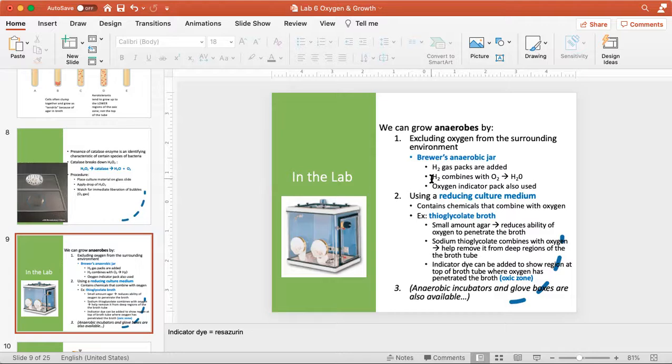You put your agar plate in, you put this gas pack in, and you close the lid. What the hydrogen is going to do is combine with any oxygen that's in the jar and turn it into water. In fact, you'll know that your hydrogen gas pack is working because you'll start to see water droplets appear on the walls of the jar. You then take your Brewer's jar and you put the whole jar in the incubator. And what you've done is you've created a little environment that has no oxygen in it. And in the warmth of the incubator, those cells should be able to grow.